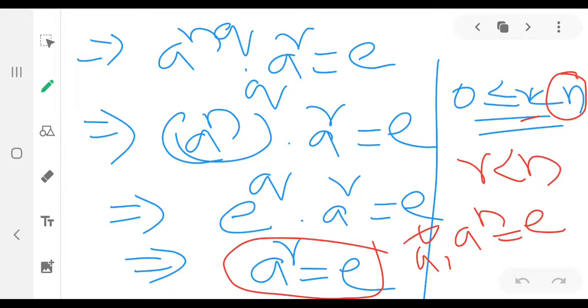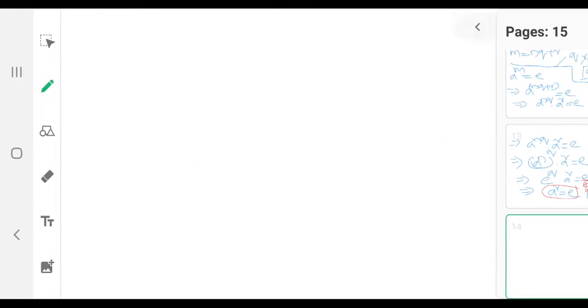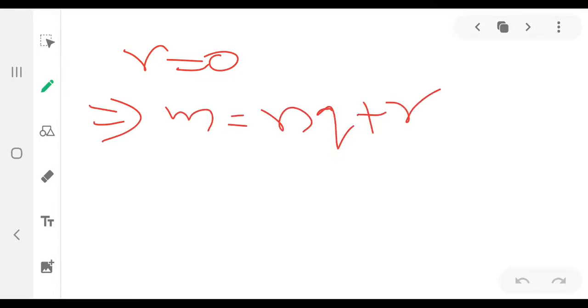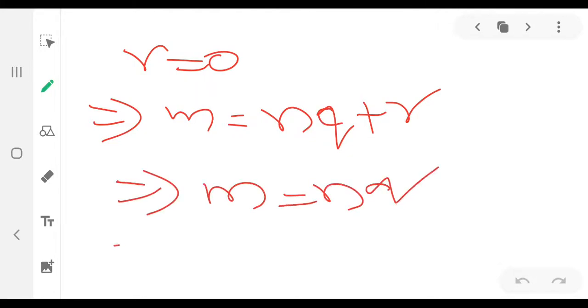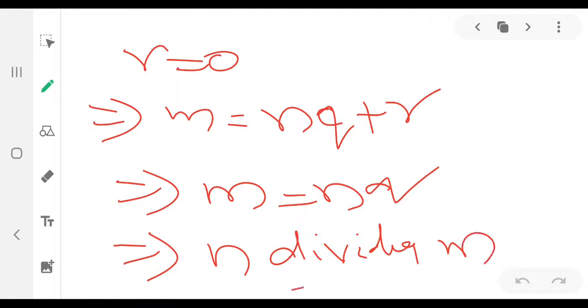So a power below n must not be e. Then what is the only possibility for r? r is equal to 0. Only a raised to 0 is e below a raised to n. Therefore r is equal to 0. Therefore, we wrote m is equal to nq plus r, where r is 0, which implies m is equal to nq. That implies n divides m. Hence our theorem. Thank you.